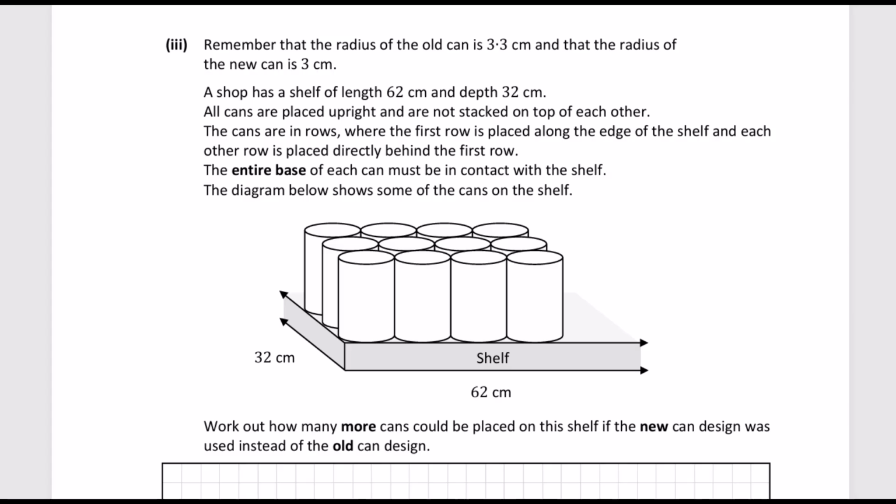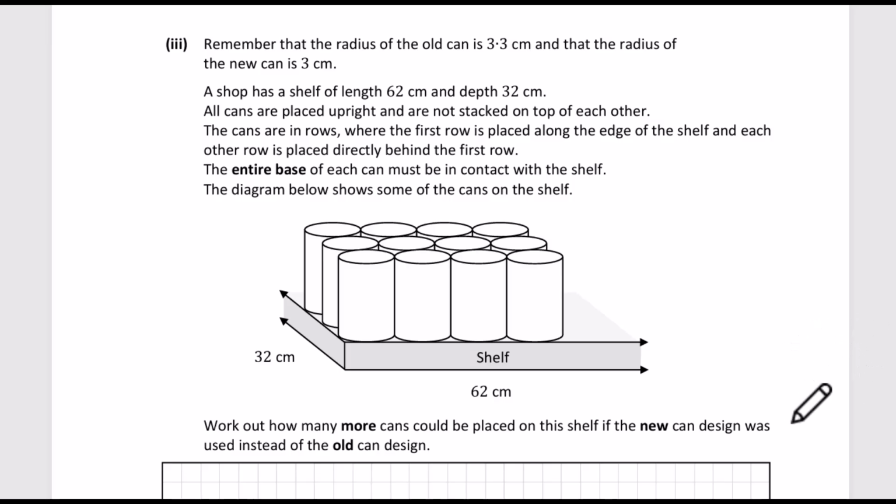Okay, next one then. The radius of the old can is 3.3 and the radius of the new can is 3 centimeters. The shop has a shelf of length 62 along here, 62 centimeters, and depth 32 centimeters. All cans are placed upright and are not stacked on top of each other. The cans are in rows where the first row is placed along the edge of the shelf and each other row is placed directly behind the first row. The entire base of each can must be in contact with the shelf. The diagram below shows some of the cans on the shelf. Work out how many more cans could be placed on this shelf if the new can design was used instead of the old can design.